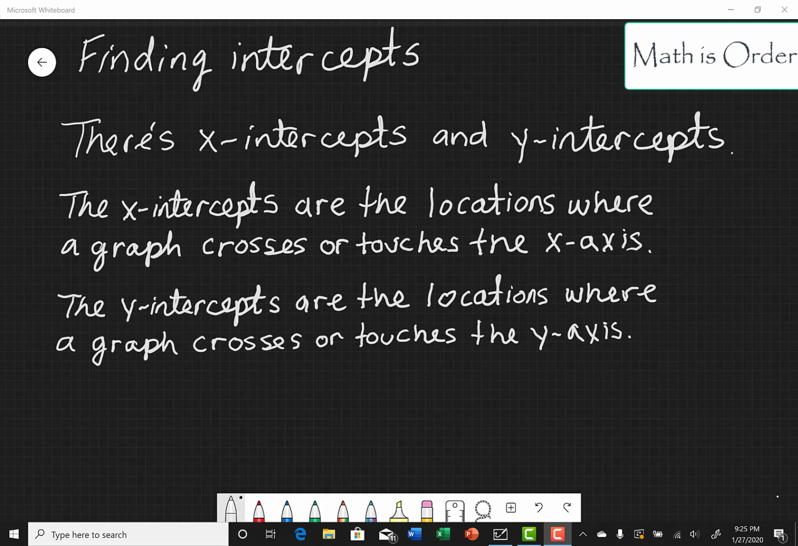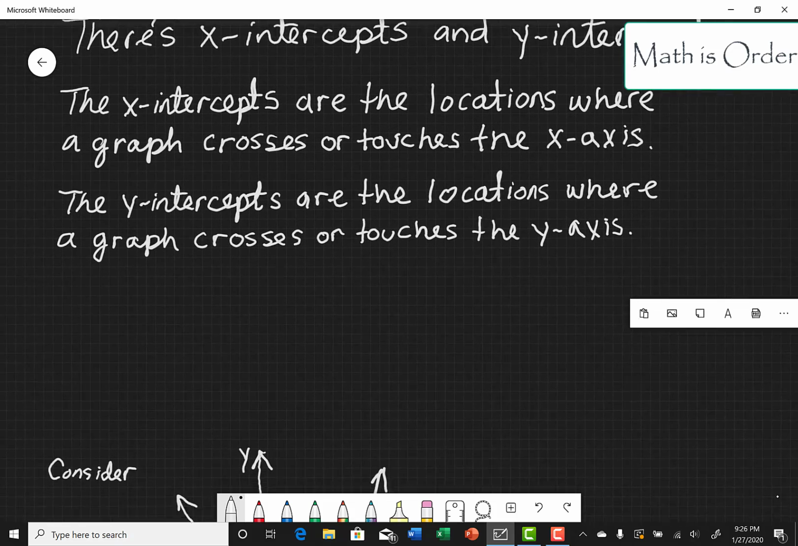In this video, we show how to find intercepts. There's x-intercepts and y-intercepts. The x-intercepts are the locations where a graph crosses or touches the x-axis. The y-intercepts are the locations where a graph crosses or touches the y-axis. Let's look at an example.